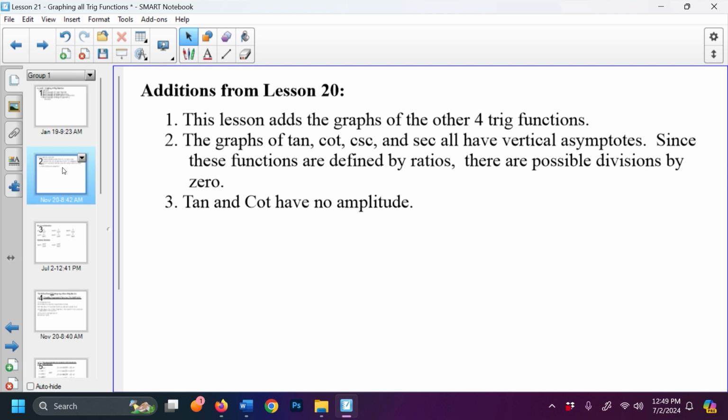Let's get started. So we're still graphing trigonometric functions. This lesson, though, we'll be adding the other four trig functions, and what I mean by that is secant, cosecant, tangent, and cotangent. The difference between what we did in Lesson 20 and what we're doing here in Lesson 21 is that the graphs of tangent, cotangent, cosecant, and secant all have vertical asymptotes. Since these functions are defined by ratios, there are possible divisions by zero.